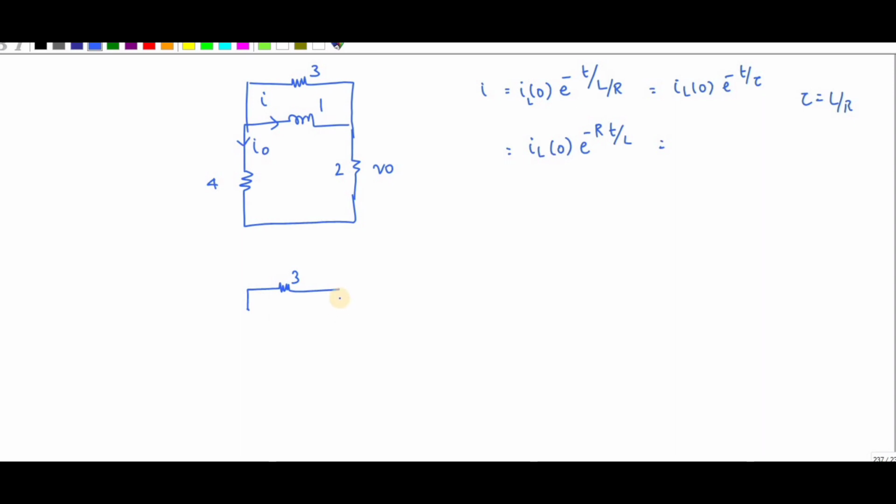Okay, so here I only need to find the value of R. You can see this resistance, that is 4 plus 2, I can write it as 6. So here I need to find the value of R equivalent. R equivalent is nothing but 6 in parallel with 3. So 18 divided by 9, that is nothing but 2. So here the R represents R equivalent.